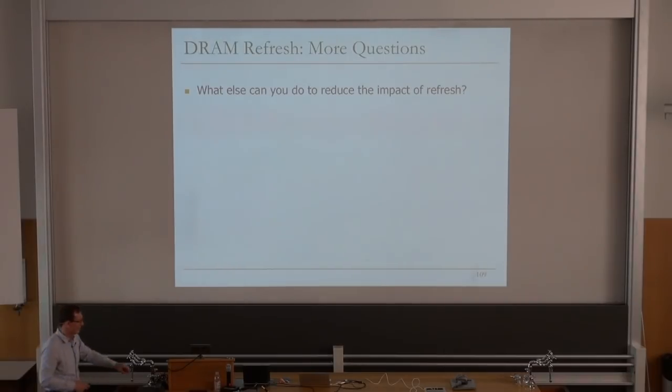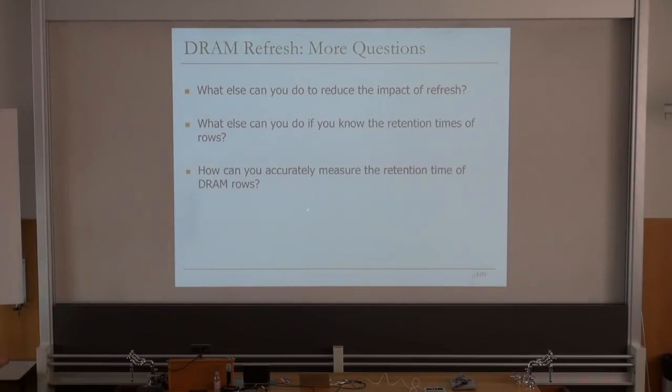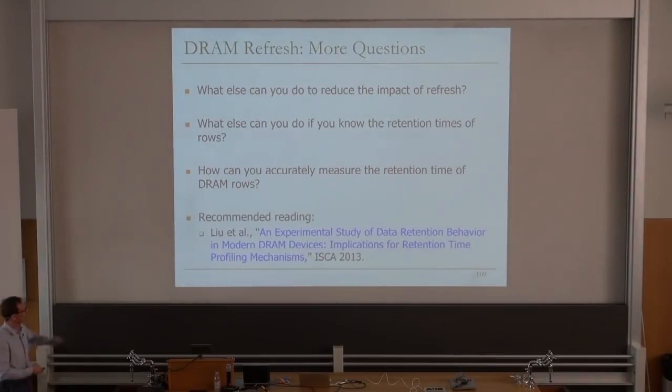Okay, let's see how much time we have. Probably not much time. Two more minutes. So what else can you do to reduce the impact of refresh? What else can you do if you know the retention time of the rows? How can you accurately measure the retention time of DRAM rows? So this is a recommended reading. It could be in your homework one also. Let's see. But this is a fascinating problem. In fact, this is the scaling problem. That's the key scaling problem of DRAM. When someone talks about it being difficult to scale DRAM to smaller technology nodes, it's because of refresh. Because it's very difficult to determine the retention times. If you take out that burden from the DRAM manufacturer, they can solve the other, hopefully easier, problems. Whereas refresh is solved by us.